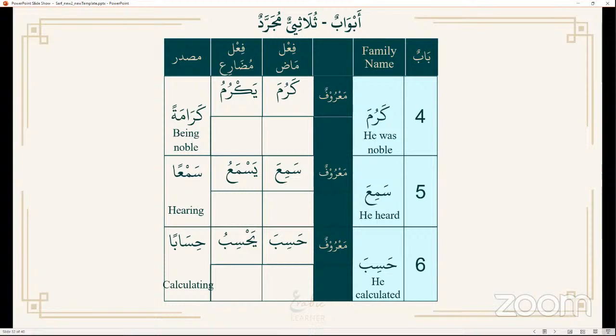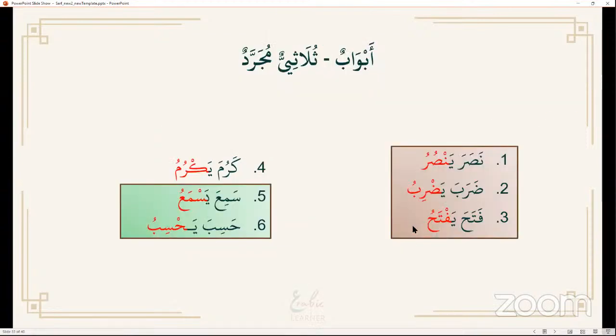So again revise with me. Nasara, yansuru, nasran or nusratan, daraba, yadribu, darban, fataha, yaftahu, fathan, karuma, yakrumu, karamatan, sami'a, yasma'u, sam'an, hasiba, yahsibu, hisaban.